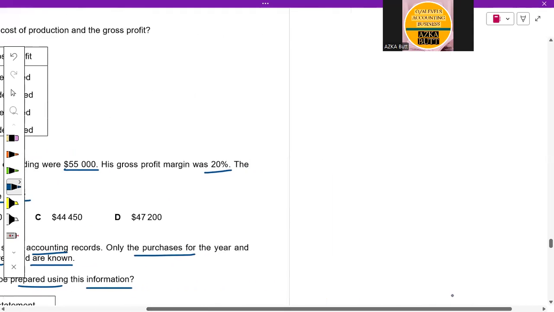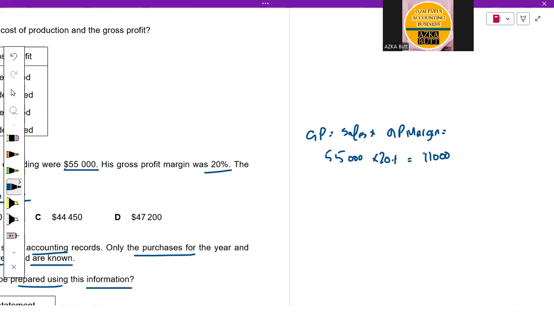Okay, so first of all, we have the gross profit, so we can easily find it out. GP is equal to sales multiplied by GP margin, which is 55,000 multiplied by 20%, and this is equal to 11,000. So we have found the gross profit.